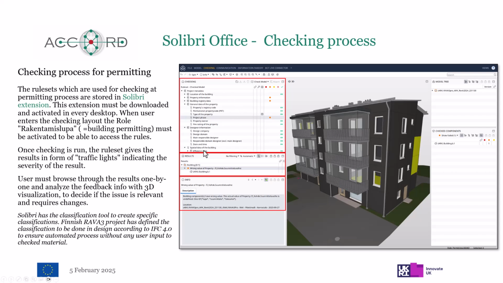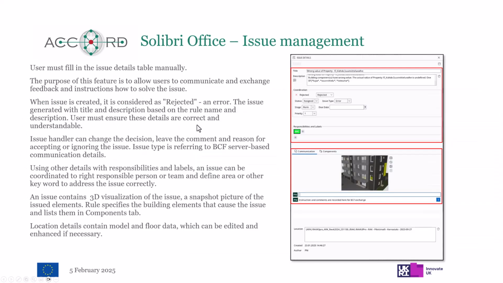In the Rava 3 project in Finland, we decided not to use any classifications. None of these rules are linked to classification details, so all the classification data has to be already done by the author in the IFC file, so we can validate if the data is properly created in the correct location, in the correct format, and as one of the allowed values.